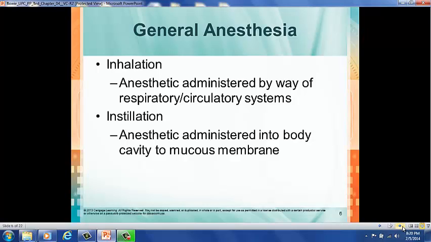Instillation of an anesthetic agent is used if there are problems administering the agent by injection or inhalation. During instillation, the anesthetic agent is introduced into the cavity of the body that has a mucous membrane, such as the rectum. The mucous membrane allows the anesthetic agent to be absorbed into the circulatory system and then transported to the central nervous system, thus anesthetizing the patient. This technique is not commonly used, but is necessary in cases where the patient is not cooperative or when other approaches have failed.